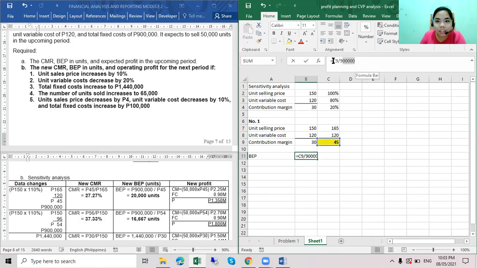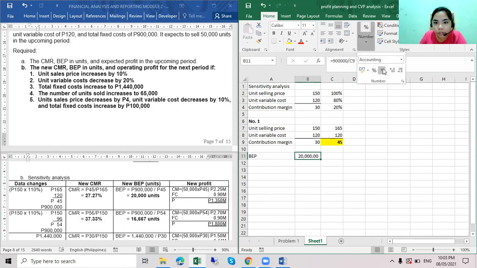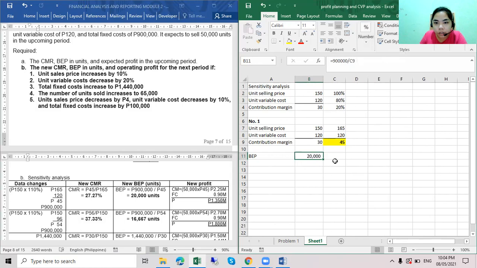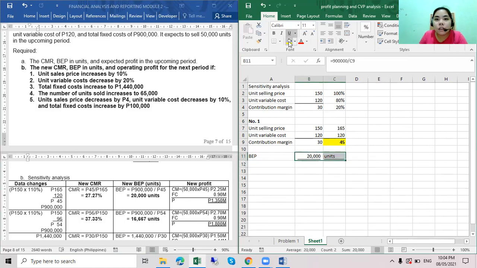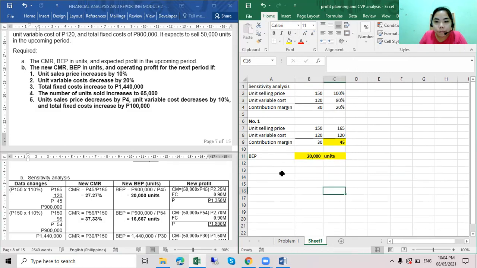Sakto. Or sala. Suli, class suli. 900,000 divided by your unit variable cost. So it's 20 units. Number... Countang 0. Tanga to the units class. Amo na sa class ha. 20,000 units. Ang imo nga BEP.